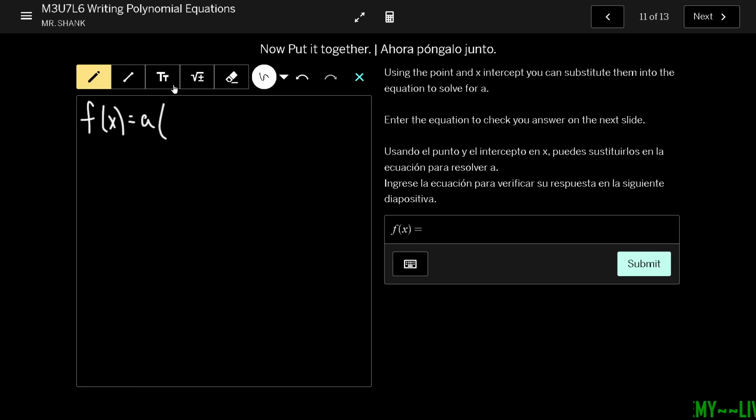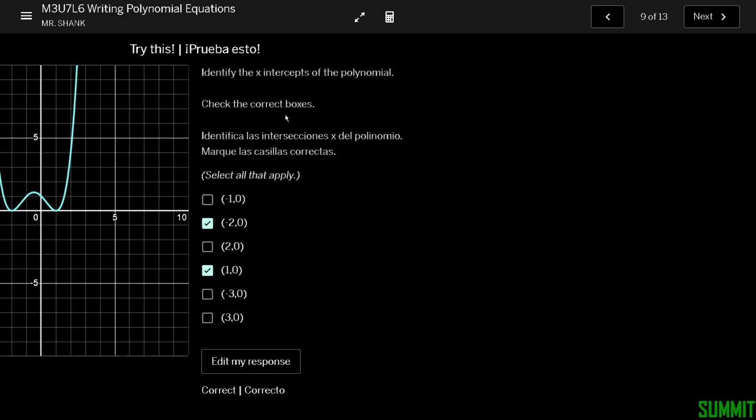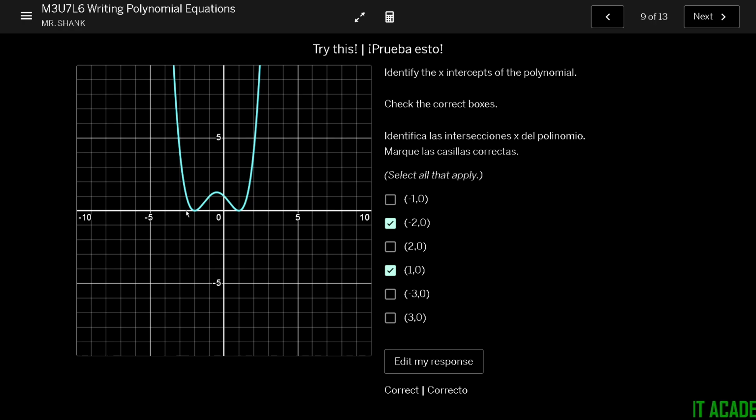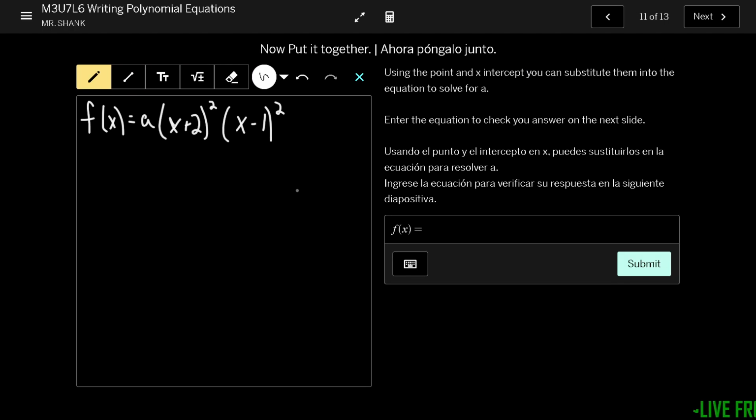So I'm going to say I have a double root at x plus 2 because it's x equals -2. And then I have a double root at x minus 1 because on the graph it is +1. Triple check. Yeah, so I have a double root at -2, double root at +1. All right. So that's going to be my general equation for right now. So I plugged in my x-intercepts. Now I can have my additional point.